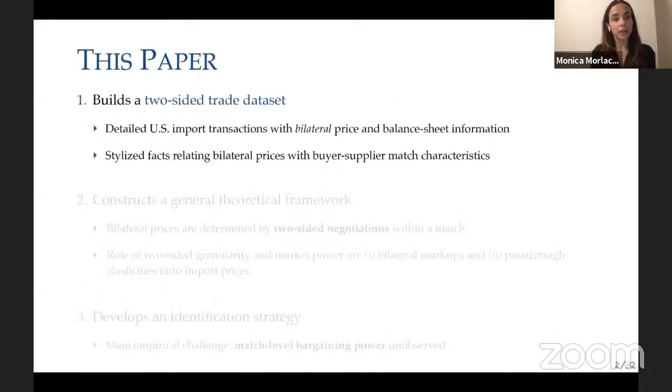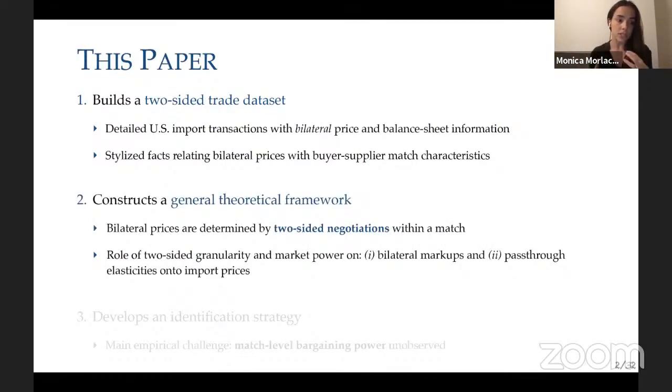Now, to be a little bit more specific on how we tackle these challenges in this paper, we first build a two-sided trade data set. This new novel trade data set includes detailed US import transaction information, together with bilateral prices and balance sheet information on both importers and exporters. I'm going to be very clear on how we construct this data set. We use this data set to provide some stylized facts about the behavior of bilateral prices in firm-to-firm trade and how they relate to buyer-supplier match characteristics. Using these facts, we're going to motivate the assumptions of our general theoretical framework.